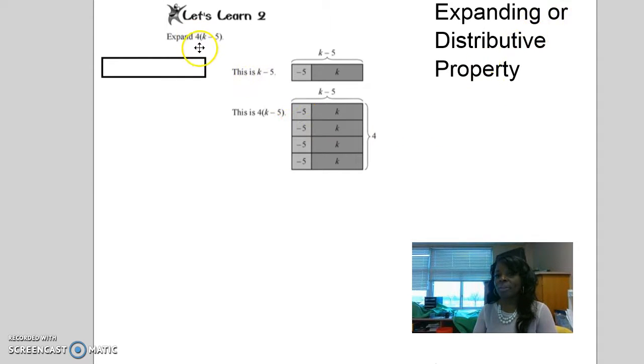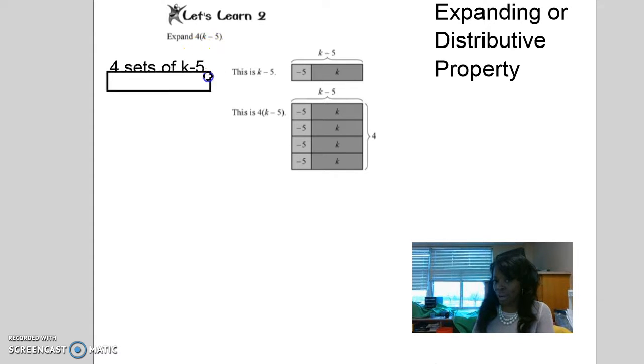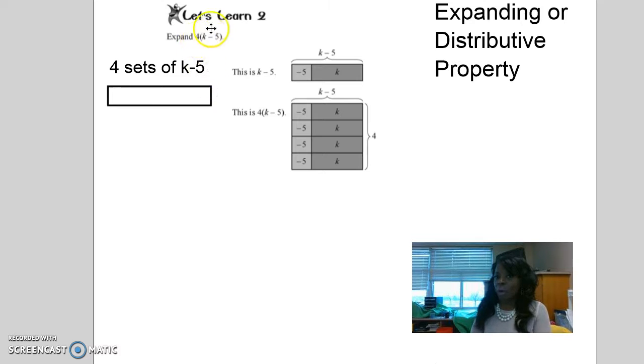So the first problem says 4(k - 5). Okay, write that down. And what does that mean? We know that when we have an integer, which is a negative or positive number, next to a parentheses, it means to multiply. But in multiplication, it also means groups, right? So let's write down that 4(k - 5), which you wrote down, also means 4 sets of k - 5. Write that down. All right, let's take a look at the illustration.